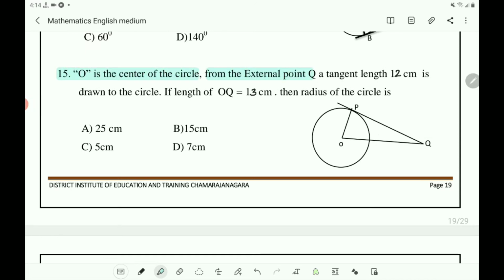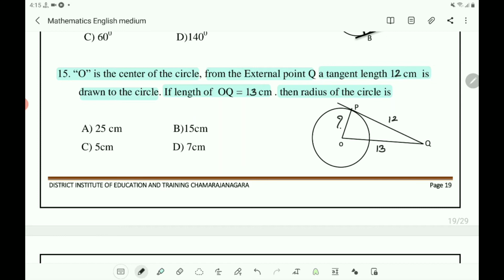From the external point Q, a tangent of length 12 cm is drawn to the circle. If length OQ equals 13 cm, then the radius of the circle is. Here the length of the tangent is given, that is 12 cm, and OQ is given, that is 13 cm. And what is asked? The radius of the circle.